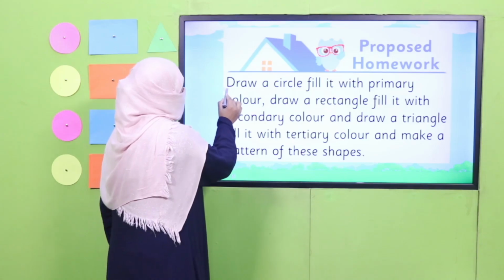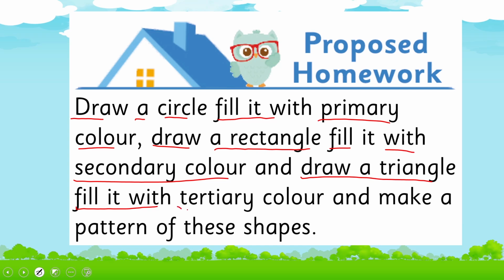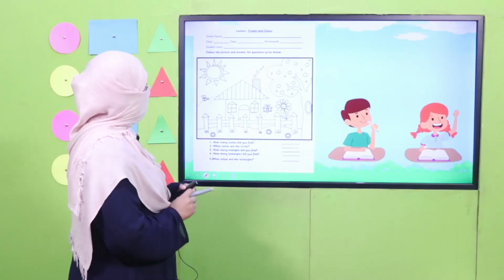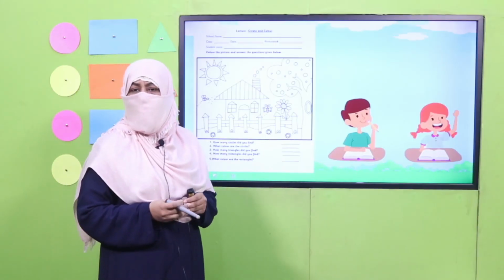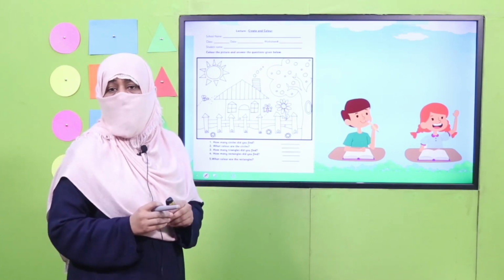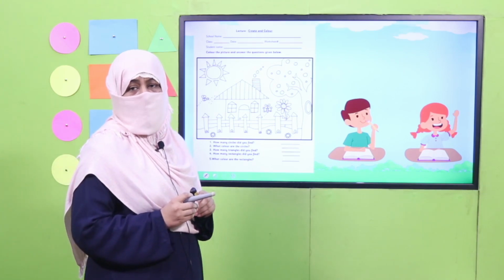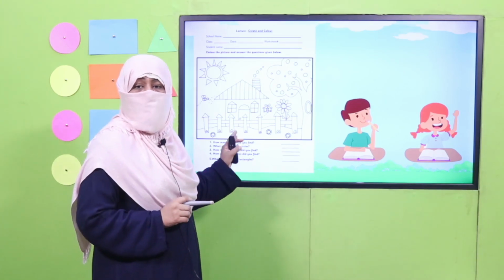What will you do? Draw a circle, fill it with a primary color. Draw a rectangle, fill it with a secondary color, and draw a triangle and fill it with a tertiary color and make a pattern out of these shapes. Okay? All right. And here I'm giving you a worksheet. Again, my fellow teachers, this worksheet, lesson plan, and PowerPoint presentation links are given. You may click it, download it, print it, follow it as it is or modify it for your convenience, and kindly give a printed worksheet to my children.